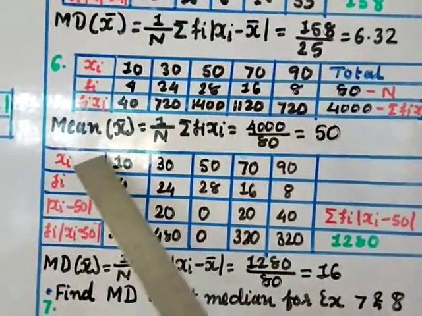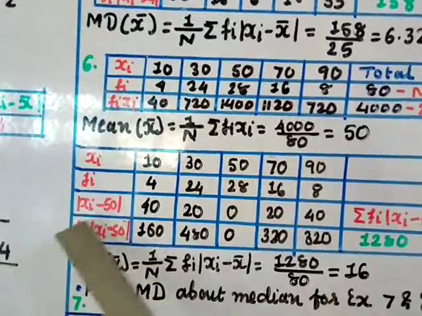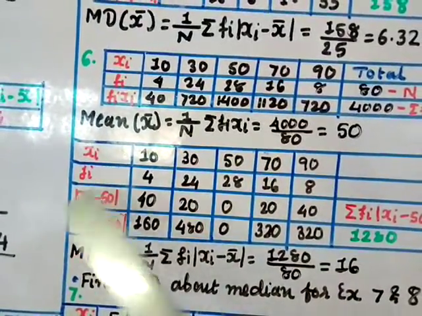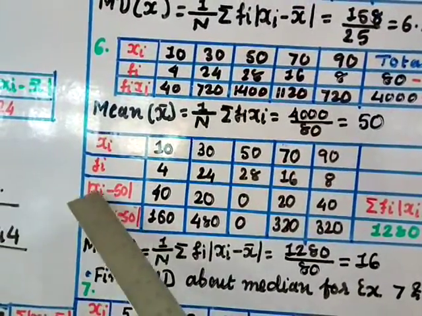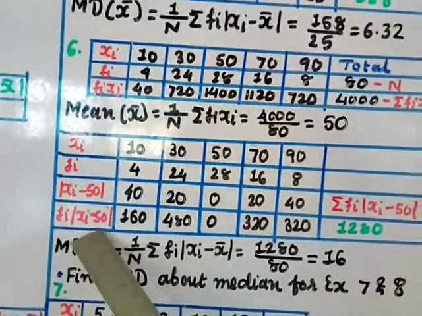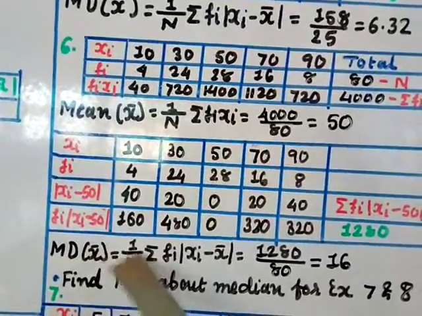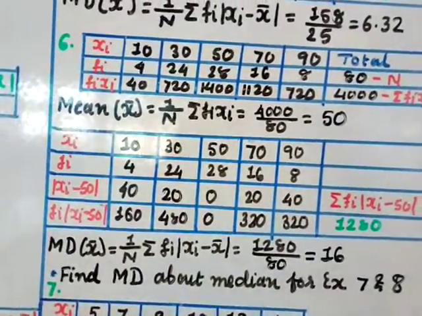For that, you will write xi fi and add two more columns: modulus of xi minus the mean, that is 50, so xi minus 50, and the next column will be the product of frequency fi with this, that is fi into modulus of xi minus 50. These are the values you require in the formula, therefore you have to draw this table.